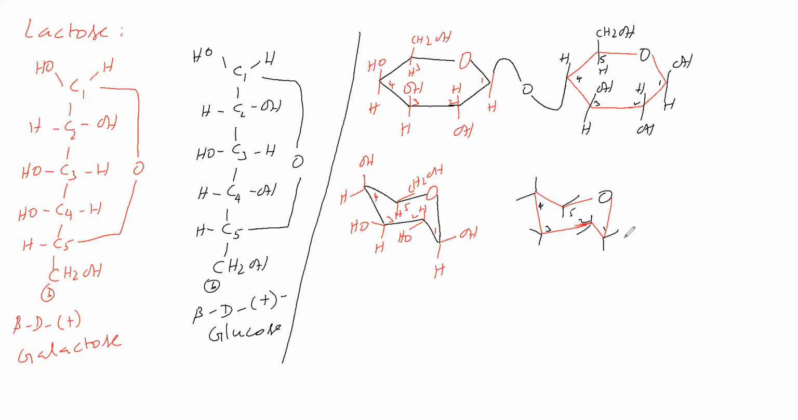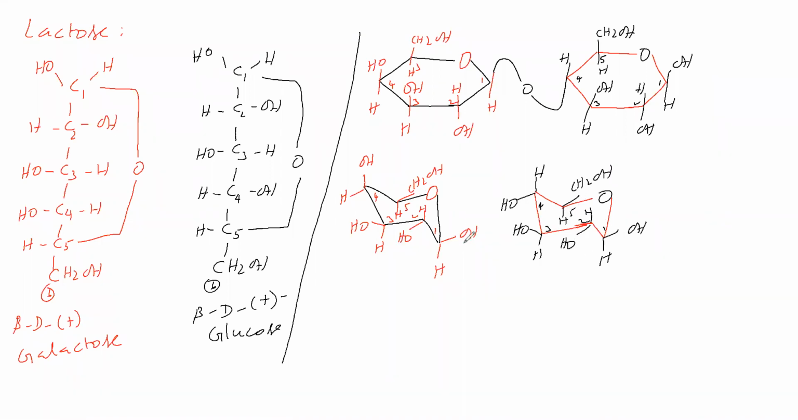Okay. In C1 carbon, H is on the right side, down. C2 carbon, OH is on the right side, down. C3 carbon, H is on the right side, down. C4 carbon, OH is on the right side, down. C5 carbon, CH2OH up, H is down. Okay, it is beta-D-(+)-glucose.